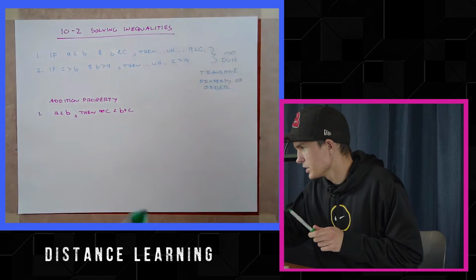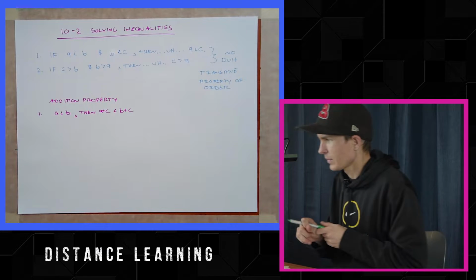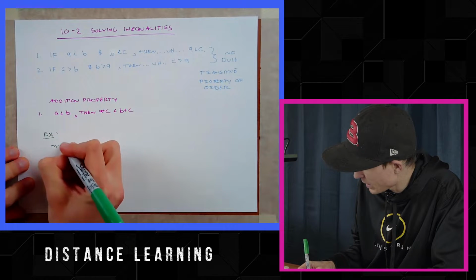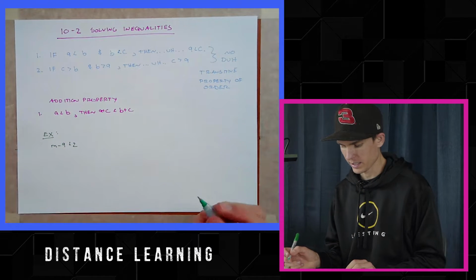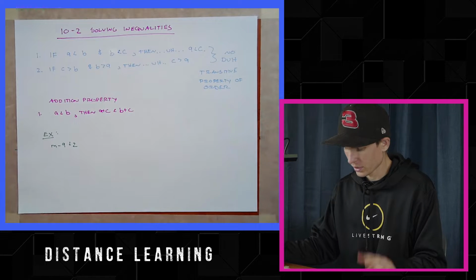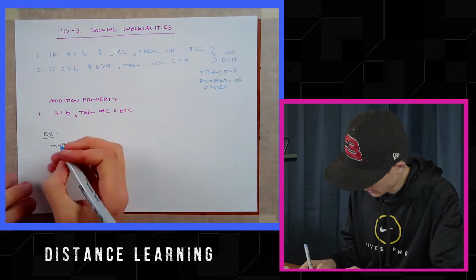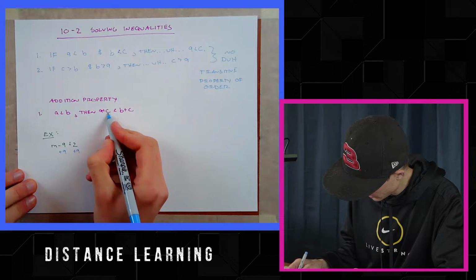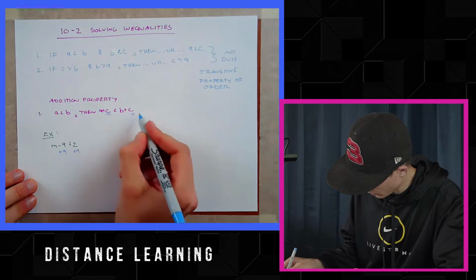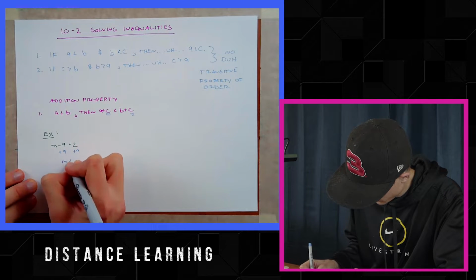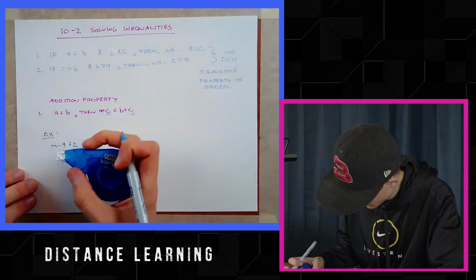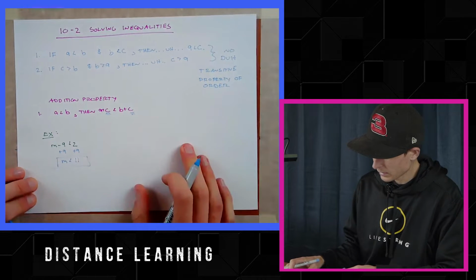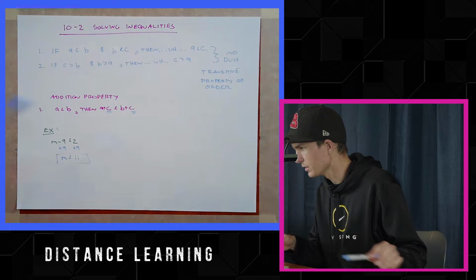Okay. Let's just do an example. So, hopefully you find this easy. M minus 9 less than 2. Okay? Check this out. This is your addition property. Add 9. Look, I added a number to both sides. So, 11. Whoa. Hard stuff, right? I know.